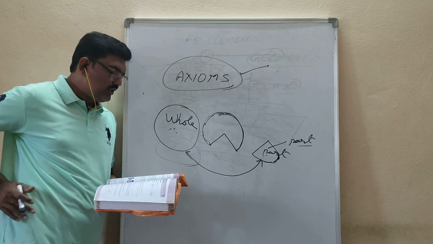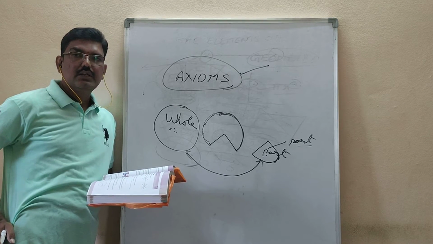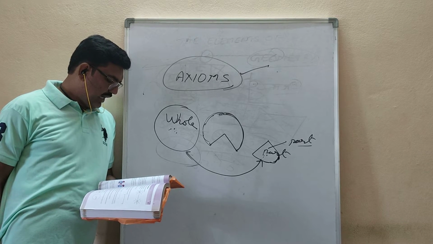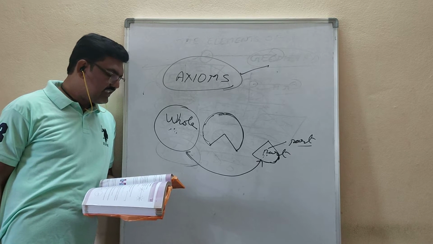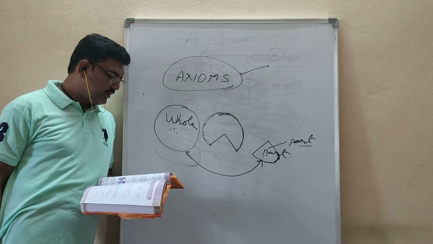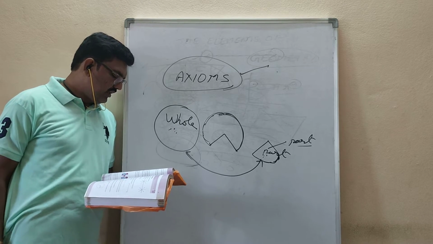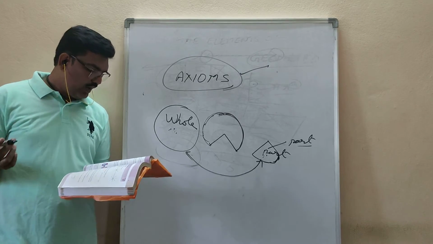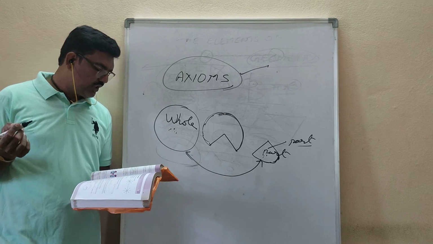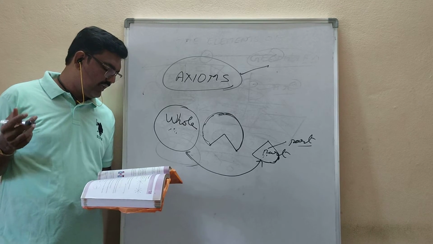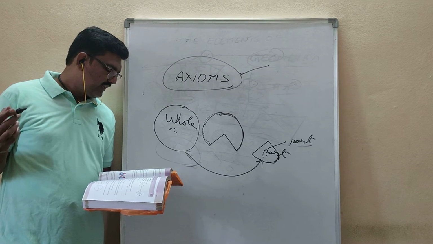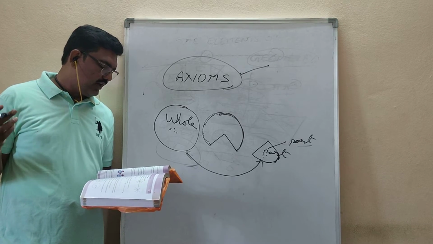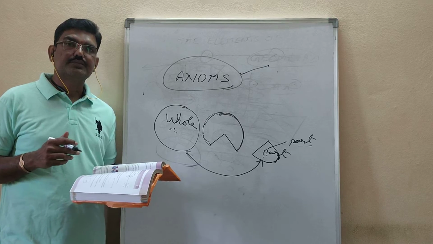So Euclid's axioms are very important. Euclid's axioms are very important. How many axioms are there here? Six axioms are there. These six axioms don't require any proof, but they are self-evident. What did he say? Things which are equal to the same things are equal to one another.